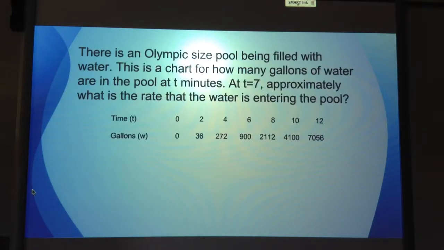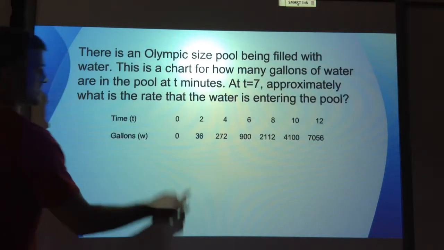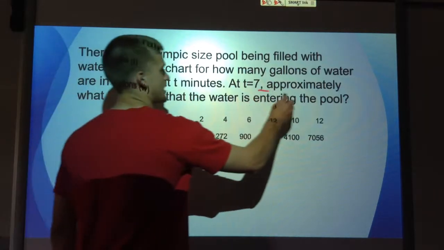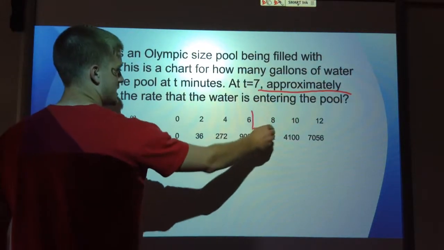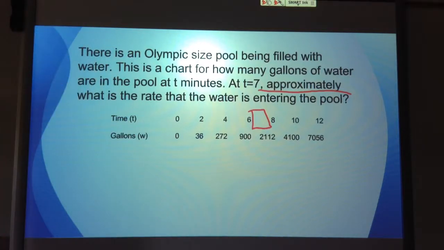So the problem we're going to deal with today is that there's an Olympic-sized pool being filled with water. This is a chart for how many gallons of water are in the pool at time t equals 7. Approximately what is the rate that the water is entering the pool? This says approximately because using a table that does not have a 7, you cannot figure out exactly what 7 is going to be. So you're approximating the rate for 7.